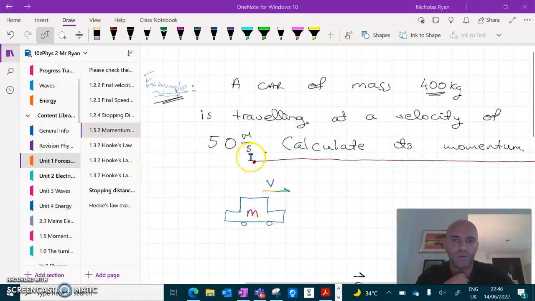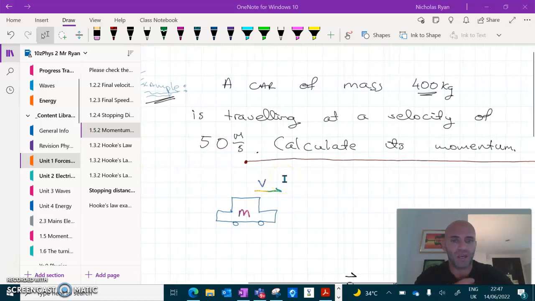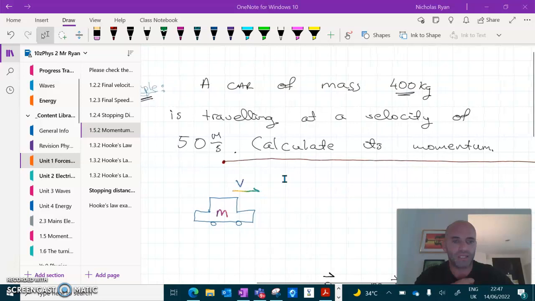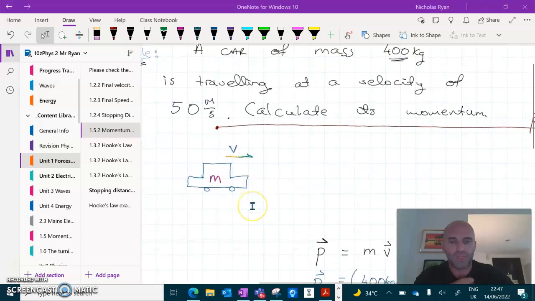Okay guys, so we've got a very brief sample question. Now the math in this is going to be super easy. The difficult thing is going to be understanding the basic idea behind this. So here we've got a car of mass 400 kilograms and it's traveling at a velocity of 15 meters per second. Calculate the momentum. Super easy.